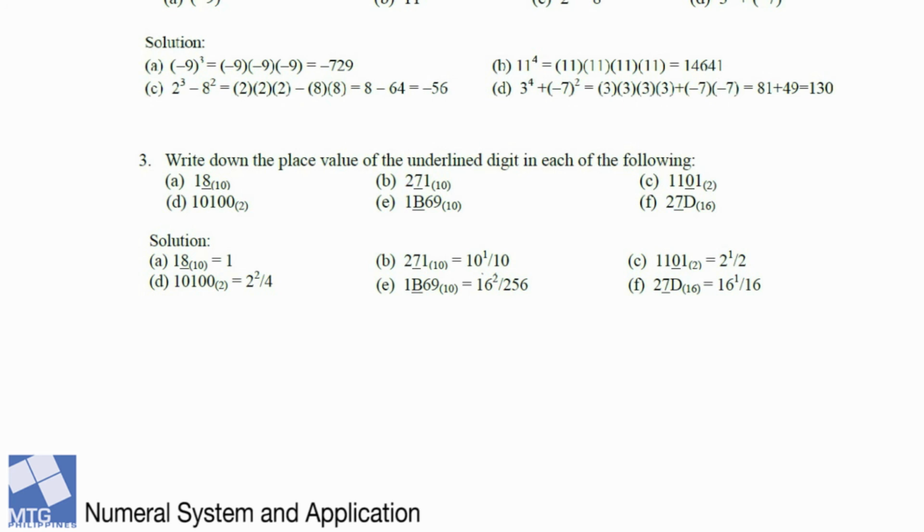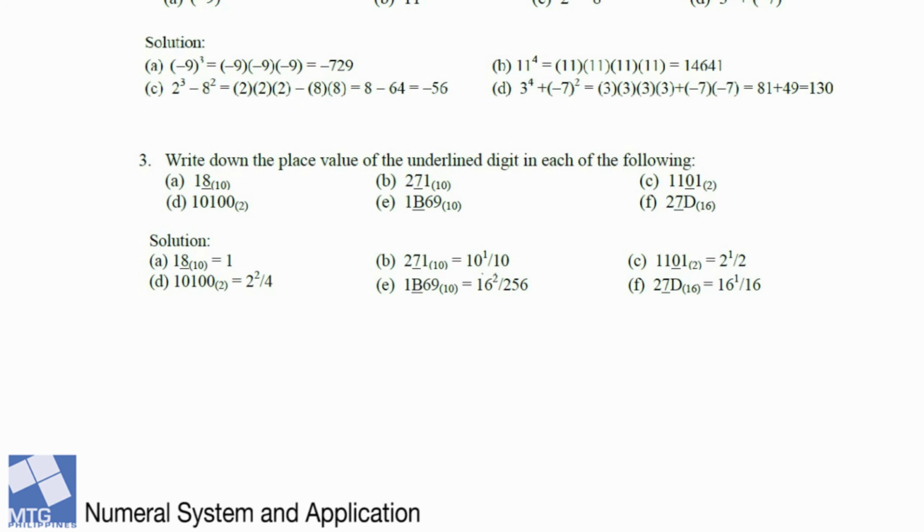For part D, we have 10100 base 2, and the underlined digit is 1. Since the underlined digit is in the third place from the right, we will have 2 raised to 3 minus 1, or that is equal to 2 raised to 2, and that is equal to 4. For part E, we have 1B69 base 16. The underlined digit or letter is B. So B is the third number from the right. So we will have here 16 raised to 3 minus 1, or 16 raised to 2. When simplified, this is equal to 256.